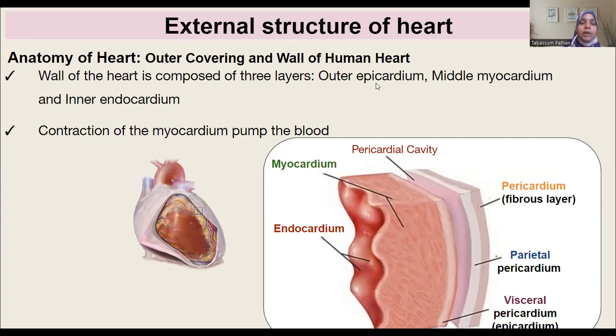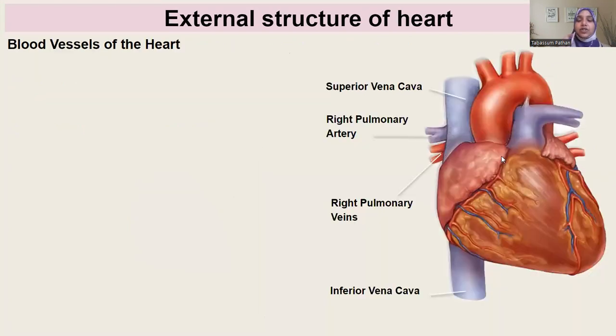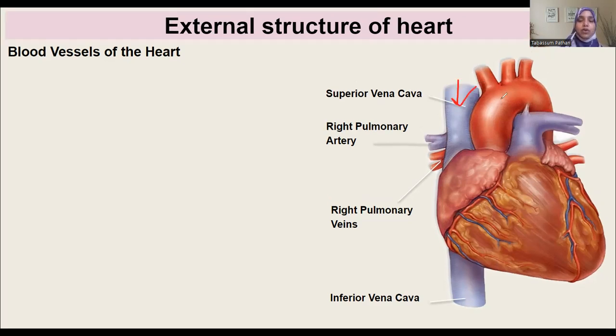Okay, moving forward. Having understood the covering of the heart, we are onto the external structure of the heart. Not going into the inner parts, just the outer side. Now we see different blood vessels which are connected to the heart. You can see the blue ones and the red ones. The blue ones are carrying deoxygenated blood.